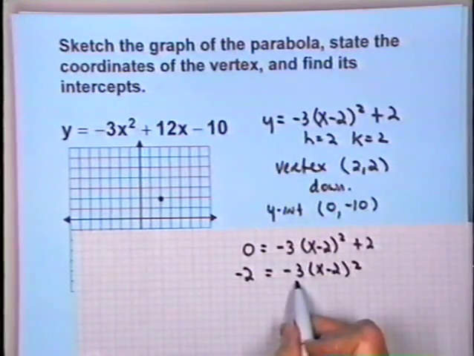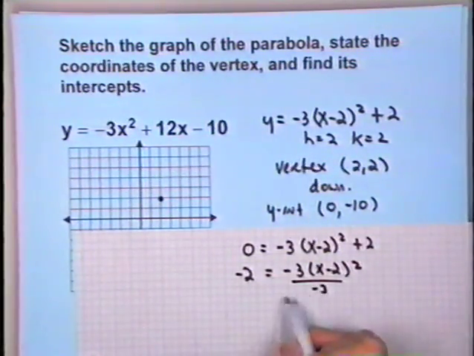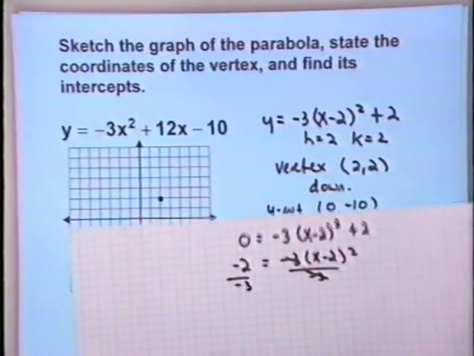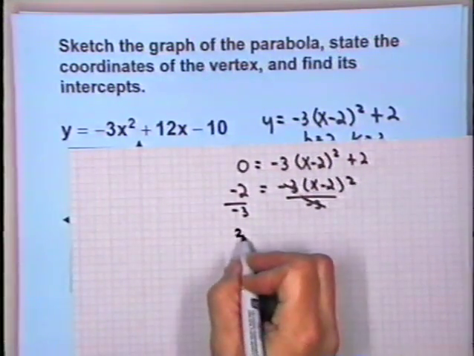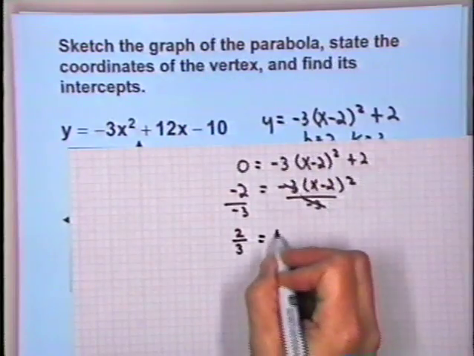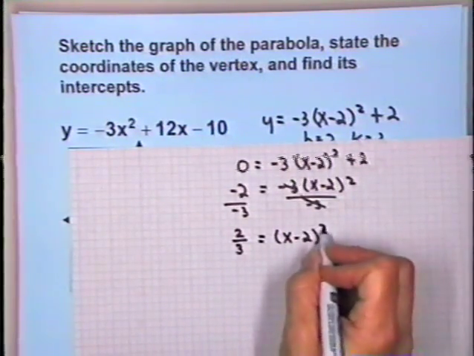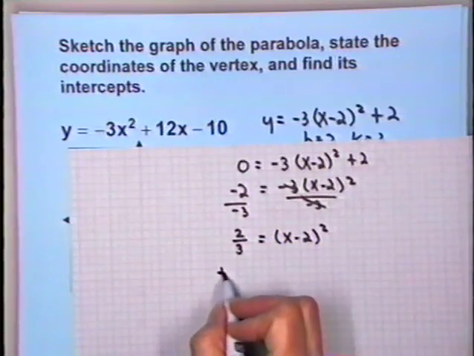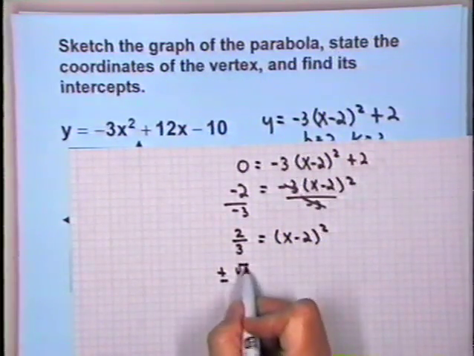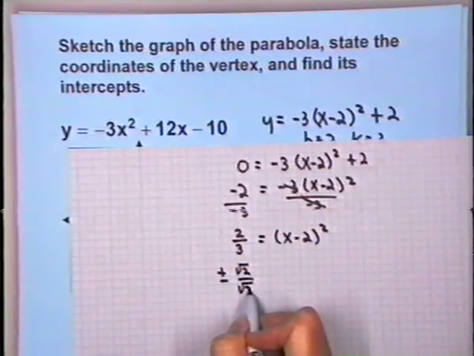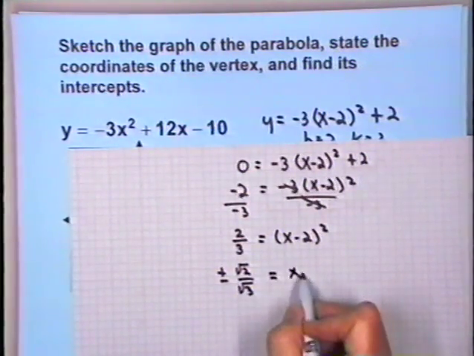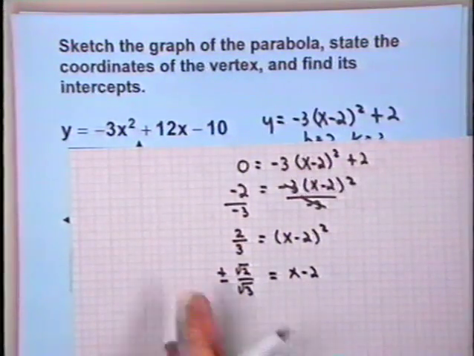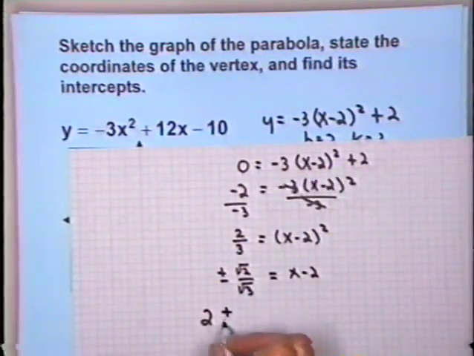My next step will be to divide by negative 3. Now, I'm going to suggest be real careful here. The negative 3's over here cancel. Notice on this other side, I get a positive 2/3 is x minus 2 squared. Okay? Take the square root, plus or minus. I'm going to go ahead and write that as square root 2 over square root 3 equals x minus 2. Okay? I'm going to add the 2 now over here, 2 plus or minus.